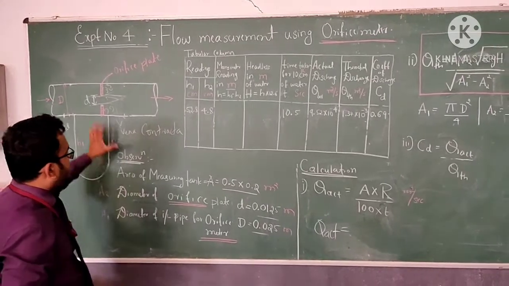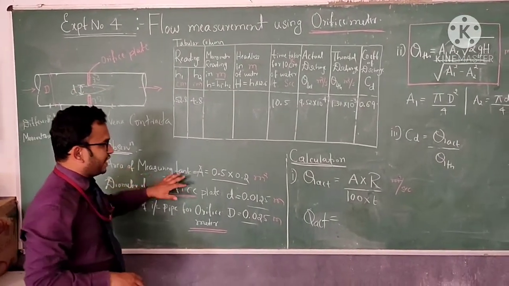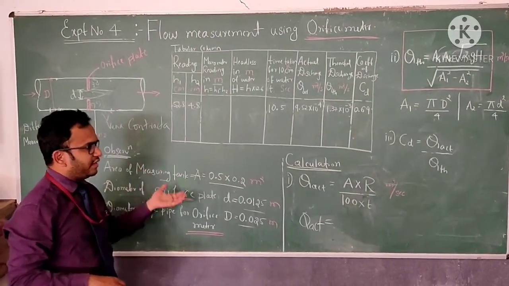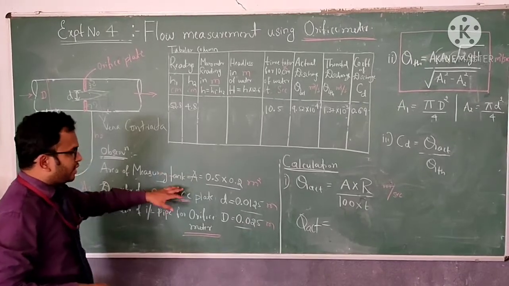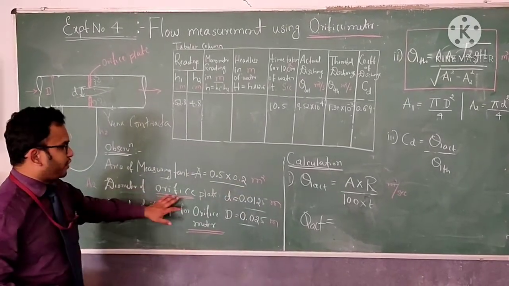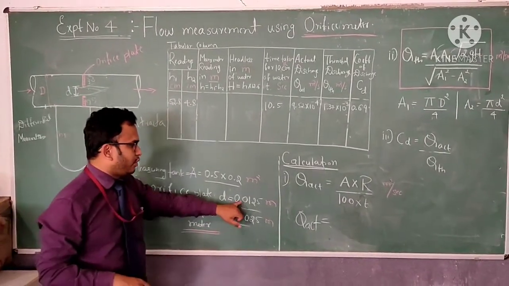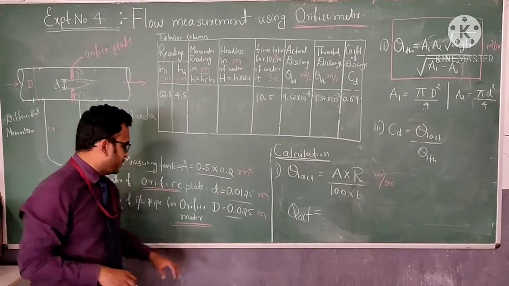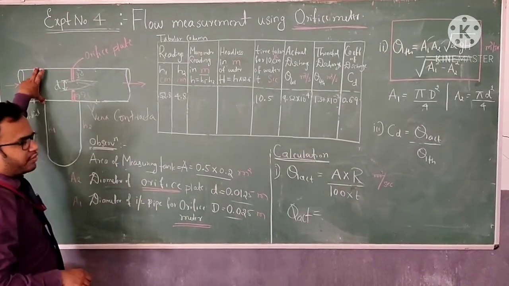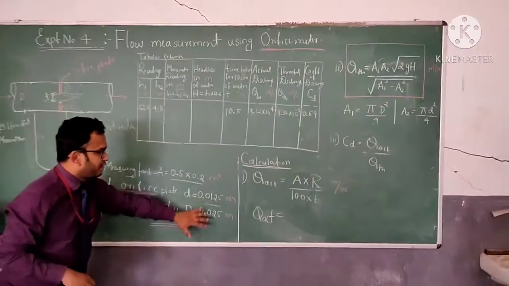Now what are the observations for the orifice meter? The area of the measuring tank, in which we calculated the length of the water rise, is 0.5 into 0.2 meter square. The diameter of the orifice plate is small d equal to 0.0125 meter, and the diameter of the inlet of the orifice meter is 0.025 meter. These are the things which we have got.